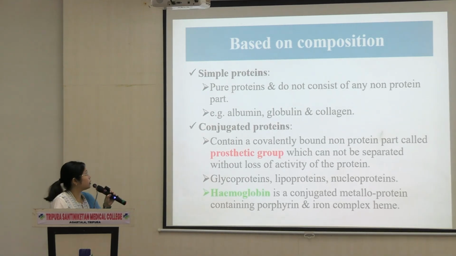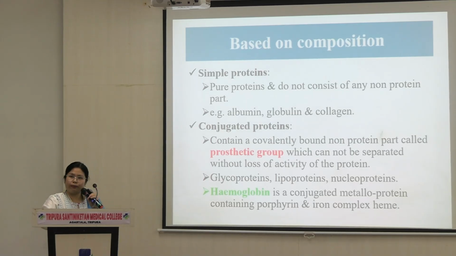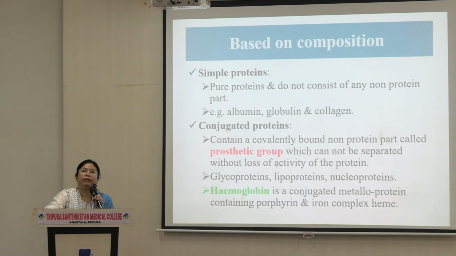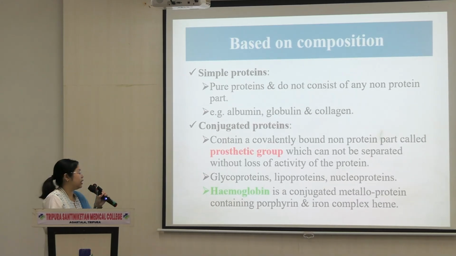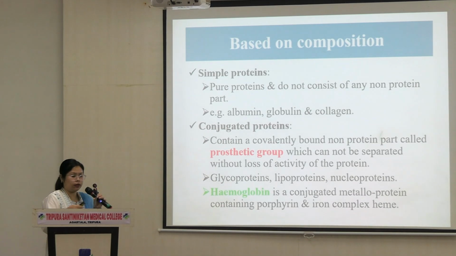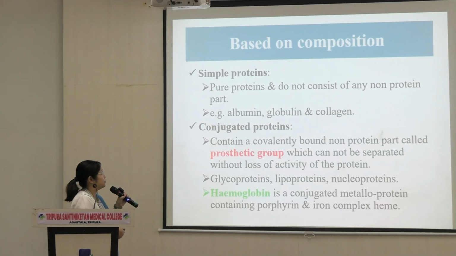Okay, so that is a type of conjugated protein. Another protein that we see commonly is hemoglobin. Hemoglobin has a protein part and it has a non-protein metal as well, like iron. It has a porphyrin unit and it is a heme unit. Okay, this is another example of conjugated proteins.